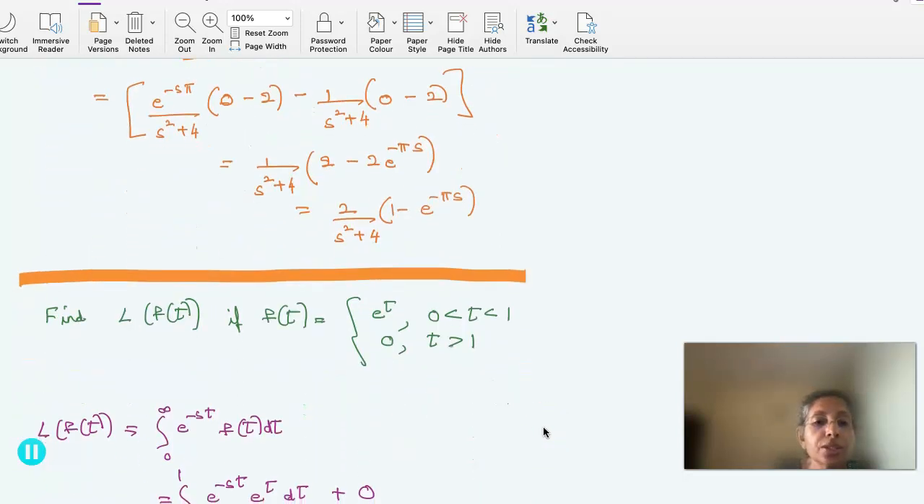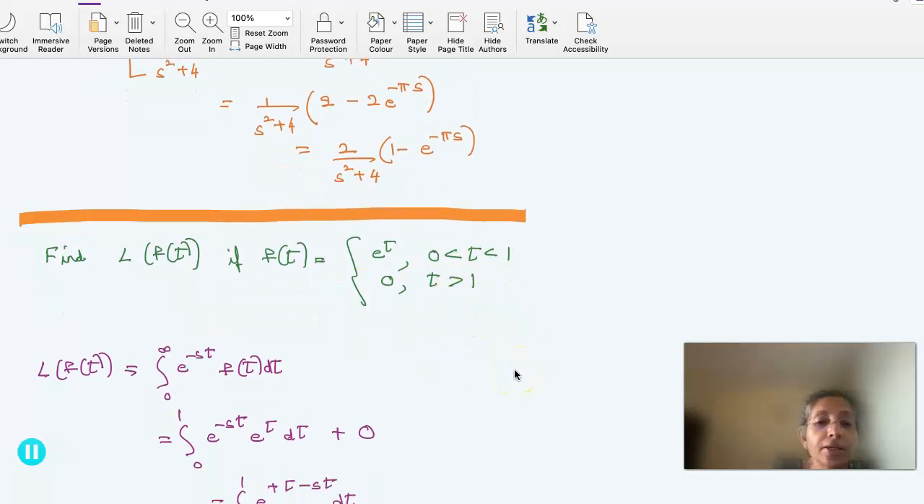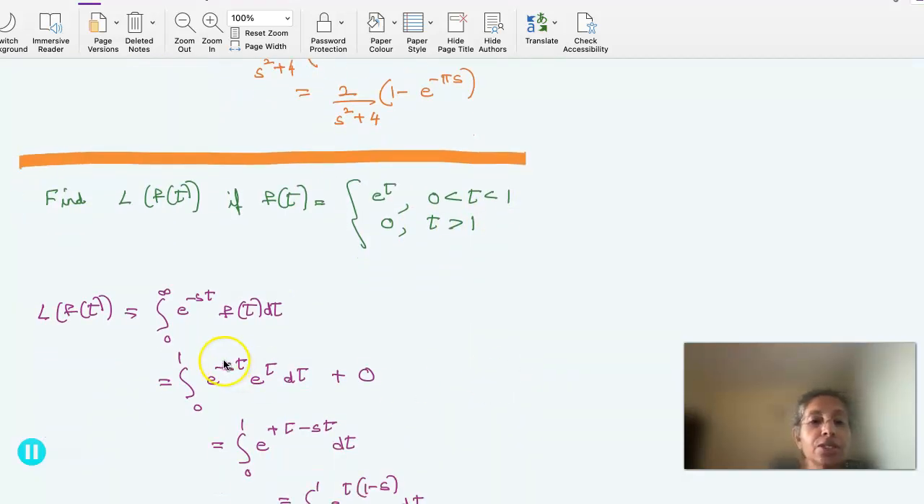Coming to the next question, find L{f(t)} if f(t) is e raised to t when t lies between 0 and 1, equal to 0 when t is greater than 1. Again we use the definition: L{f(t)} is the integral 0 to infinity of e raised to minus st f(t) dt. That will be the integral 0 to 1 of e raised to minus st. Between 0 to 1 it is e raised to t dt, and the rest of the term is 0. So that will be the integral 0 to 1 of e raised to t minus st dt.